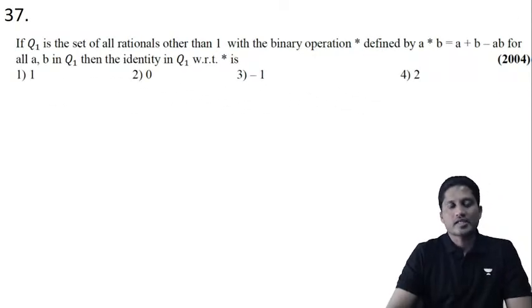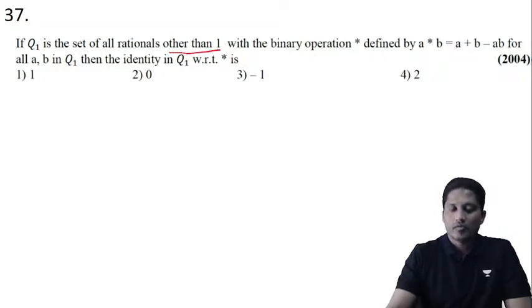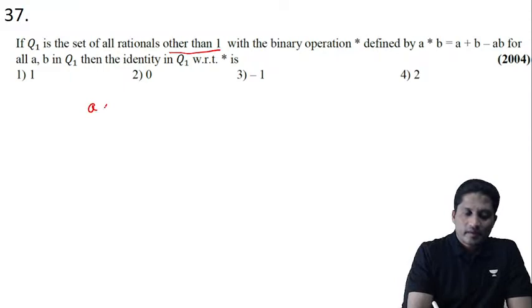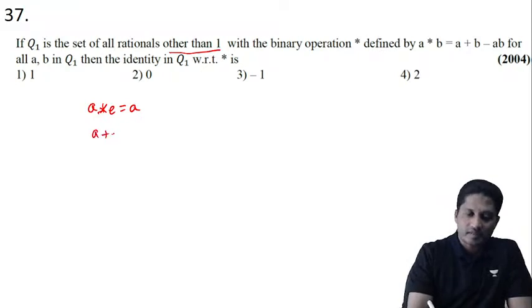Okay, now Q1 is a set of all rational numbers other than 1. This is important. With binary operation star defined by A star B is equal to A plus B minus AB, then what is the identity? A star E should be equal to A, right? If you take the identity, then this is A plus E minus AE is equal to A, right?